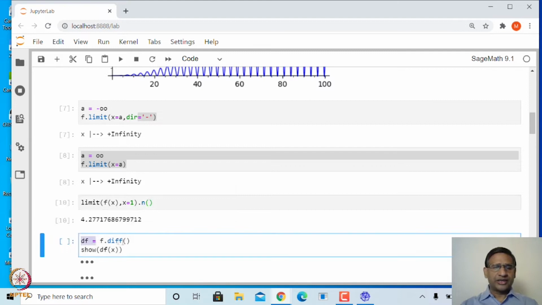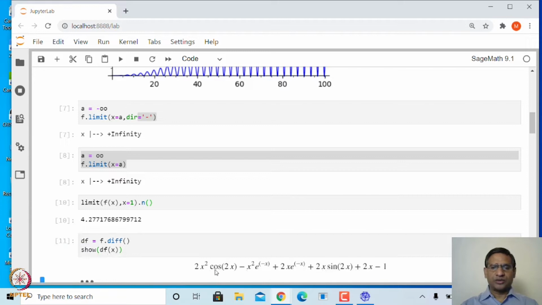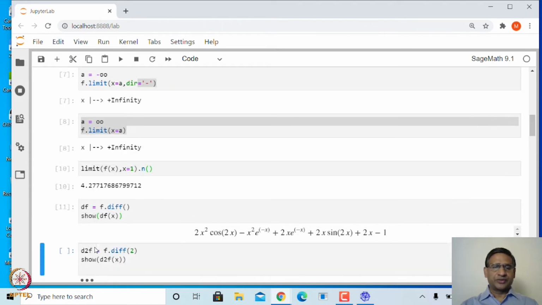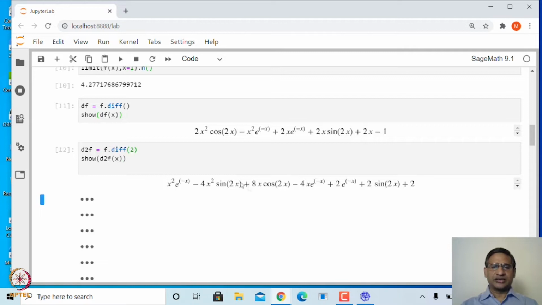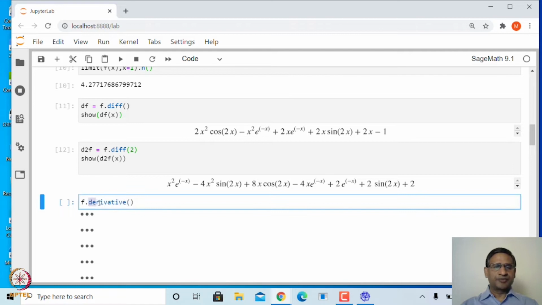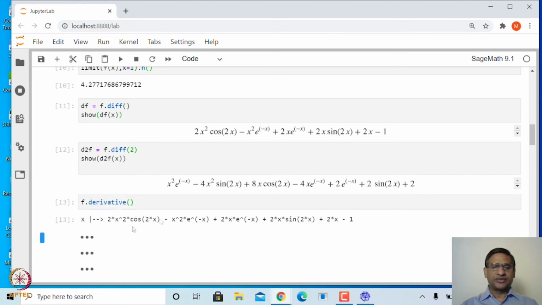Similarly, you can find the derivative of the function using f dot diff, and let us store this in df and ask it to show the derivative. So, this is the first derivative of the function. If you want to find, let us say, the second derivative, in the bracket you can mention 2. If I want the third derivative, I have to say 3 here, and so on. So, let us see the second derivative, that is the second derivative. Similarly, you can also find the derivative using the f dot derivative function, and it works in exactly a similar way.